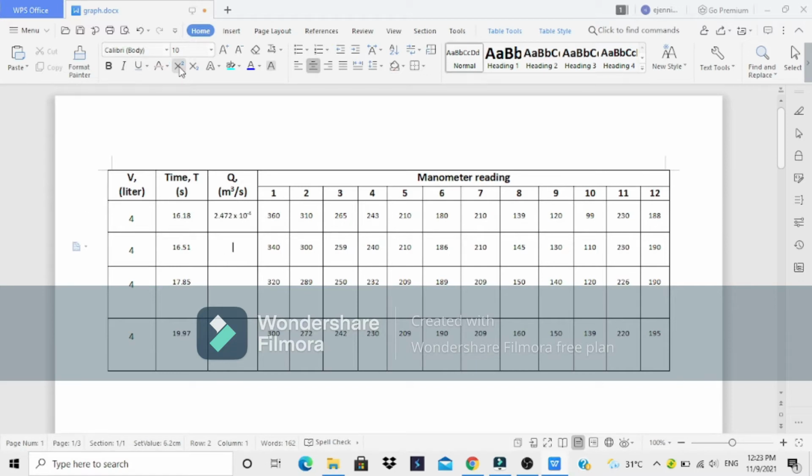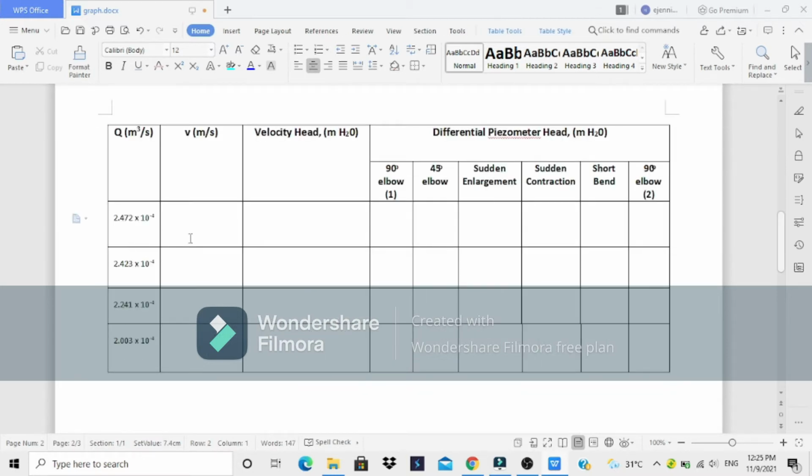Okay, so this is the video of me tabulating my data. This is for flow rate, Q equals V over T. Just writing down all the values that I have calculated just now. And this one is for table 3 according to the lab sheet.